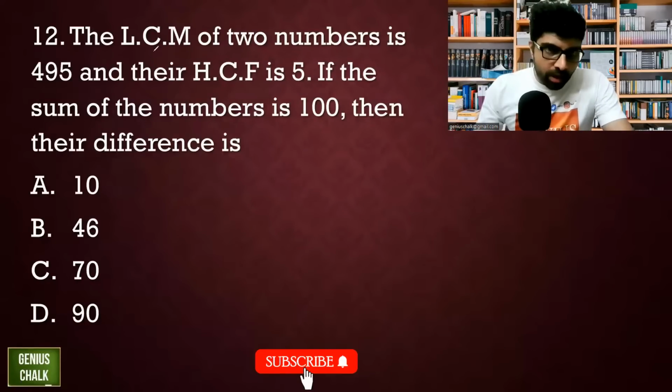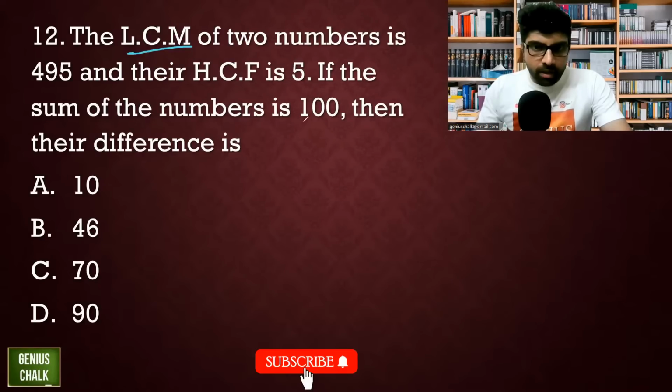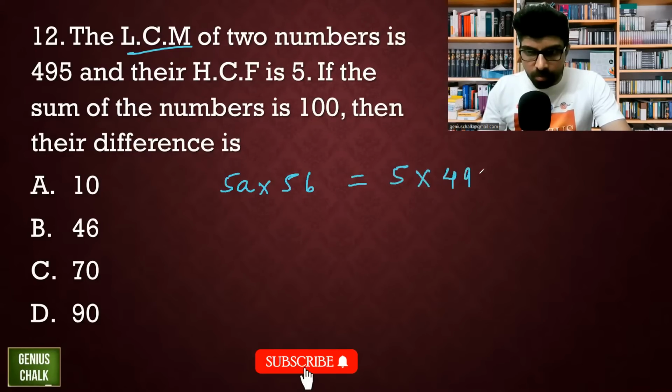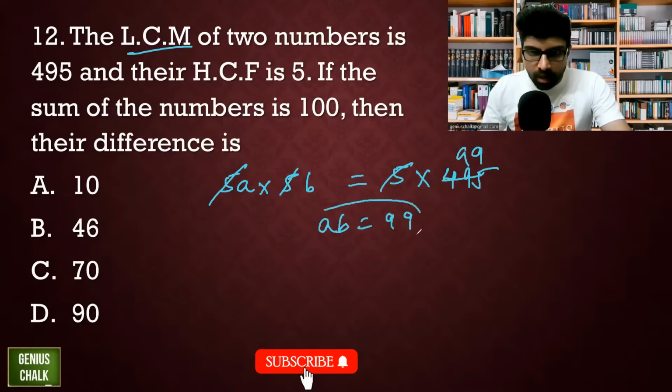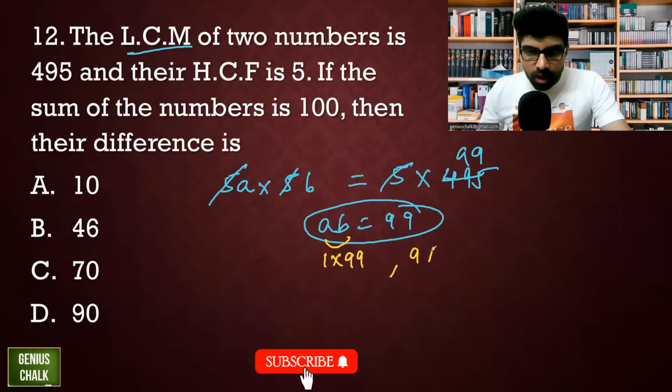All right, the next question is: LCM of two numbers is 495 and HCF is 5. So if HCF is 5, we can take the numbers as 5A and 5B, and their product is equal to the product of the HCF and LCM. So 5 is cancelled. 5 nines are 45, 5 nines are 45. So AB has to be 99. If AB has to be 99, that means these two numbers have to be co-prime. So this is 1 into 99, or it is 9 into 11.